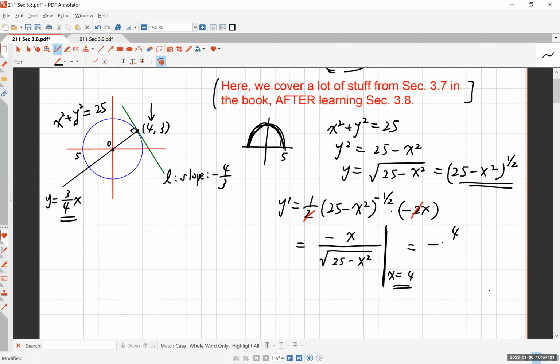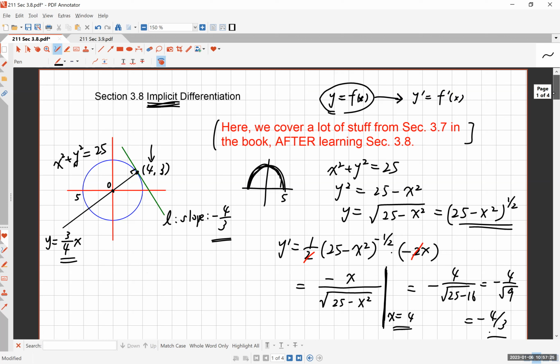So this will be negative 4 divided by the square root of 25 minus 16. Of course, that's the square root of 9. And so the slope of that tangent line, the green line, was, as expected, negative 4/3. Now, we predicted this from geometry, and that certainly works. So why bother learning implicit differentiation?